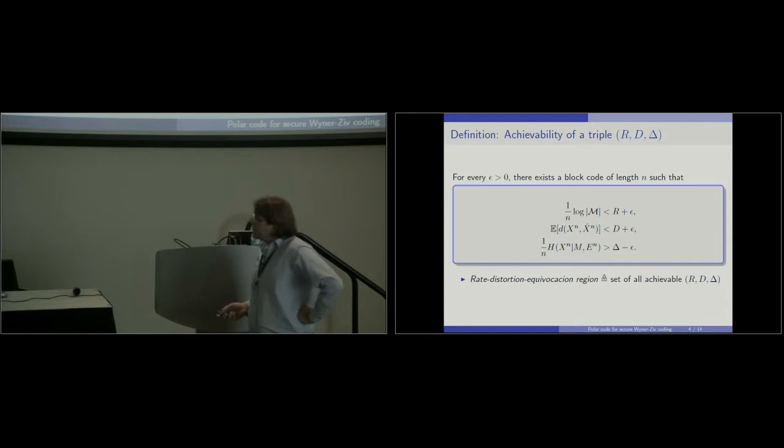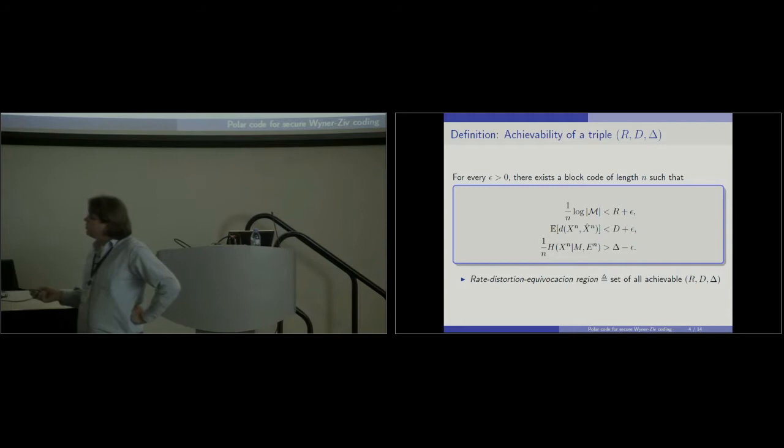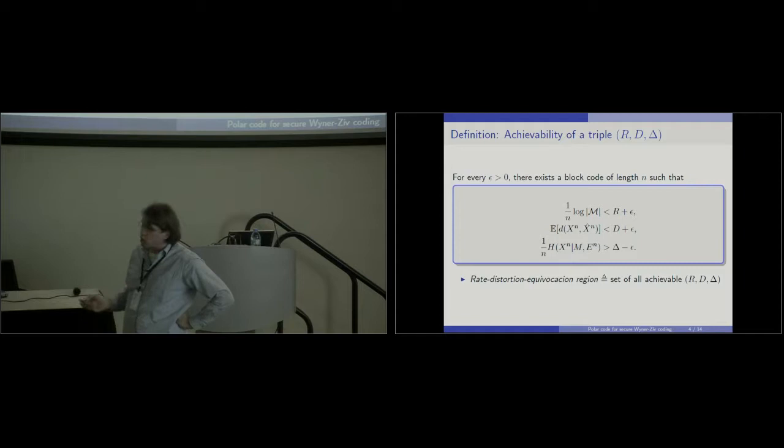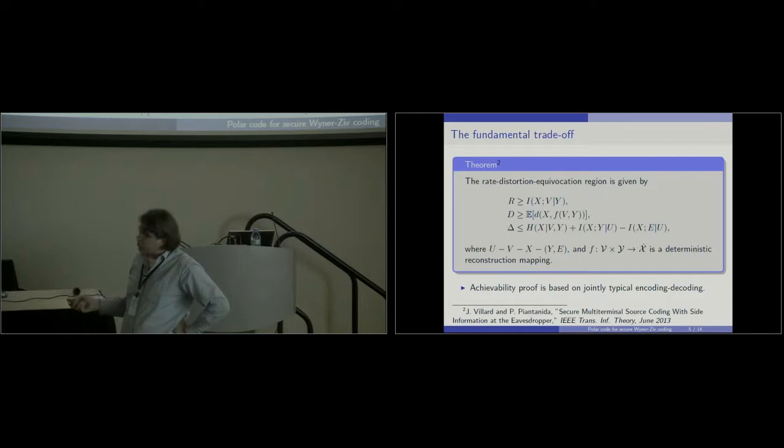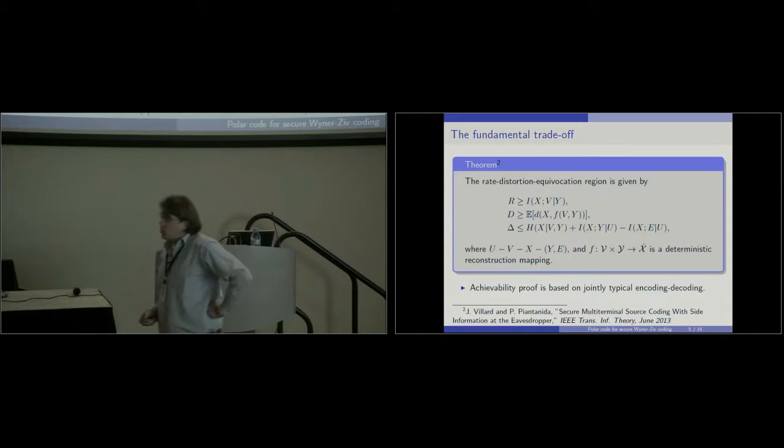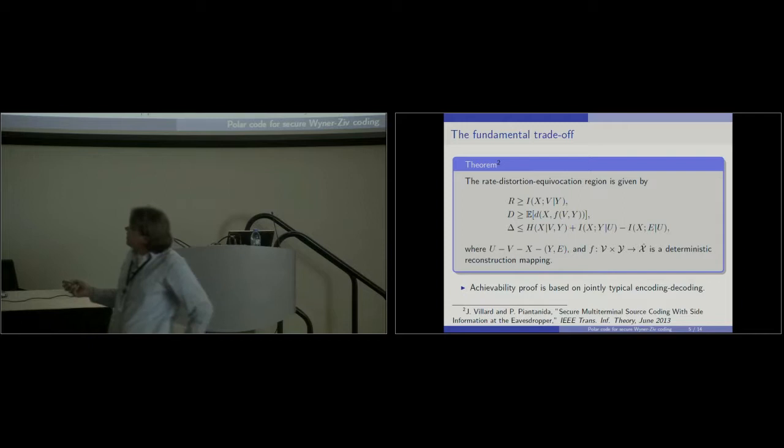Then, as usual, the set of all possible achievable rate distortion equivocation triples is called the rate distortion equivocation region. So the region defines the fundamental trade-off, which cannot be beaten. Okay, and Villard and Piantanida have studied exactly this problem, and they have characterized in a single letter description the rate distortion equivocation region. So they say that the rate cannot be made smaller than this mutual information. The distortion has to satisfy this constraint. And here we have the additional equivocation constraint. X is the source, Y and E are the side information at the legitimate receiver and the adversary, and U and V are auxiliary random variables for the code design.